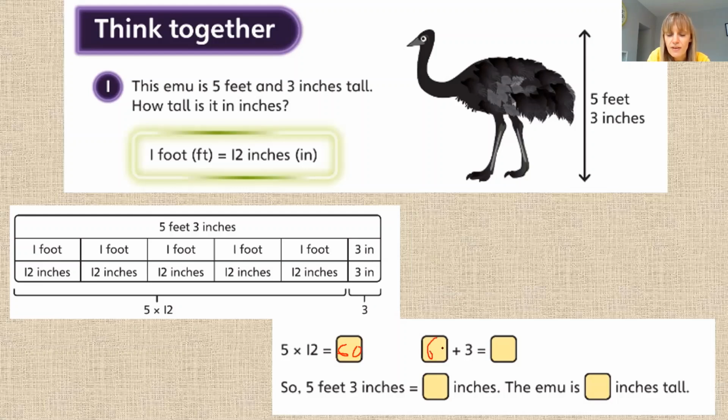We've got to add the 3 because the 60 is the 5 feet, and we've already got 3 inches. So that means we've got here, let's see what's going on. Oh dear, it's already drawn a bit of my 6. So the total is 63. That's a dreadful bit of writing, isn't it? So let me put it again here. So 5 feet and 3 inches is the same as 63 inches. The emu is 63 inches tall.